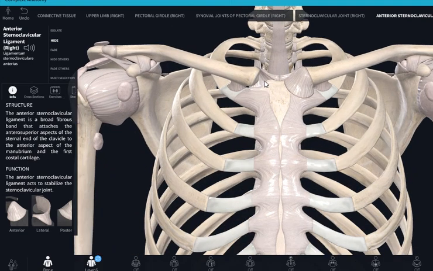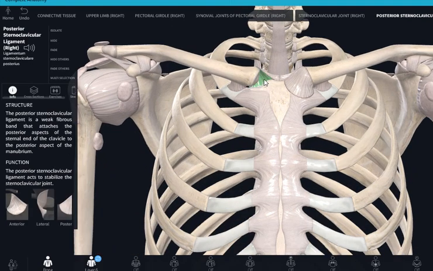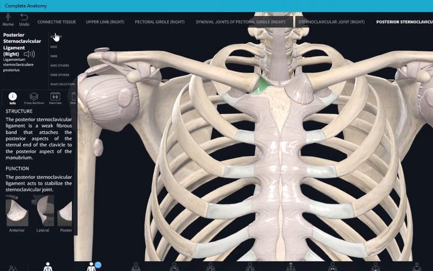Now, to visualize what's underneath, when you come closer, you have the anterior sternoclavicular ligament, and posteriorly here, you have the posterior sternoclavicular ligament. So you need to hide it.